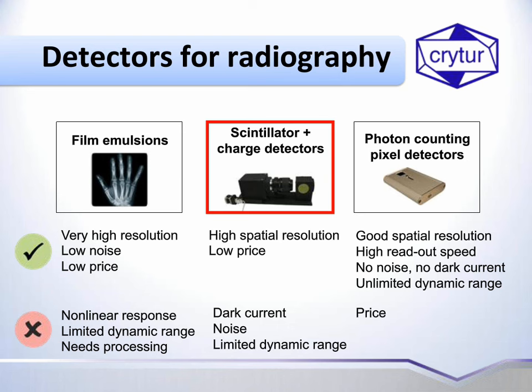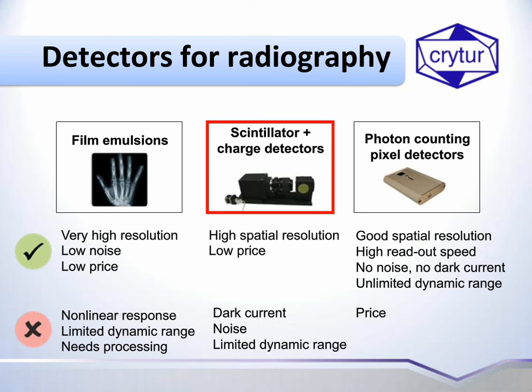It's the old way. For now, we have different methods which are more sophisticated. The first method would be scintillator and charge integration detectors, such as a CCD camera or CMOS camera, coupled to a scintillator.